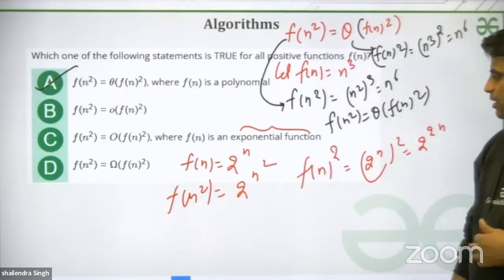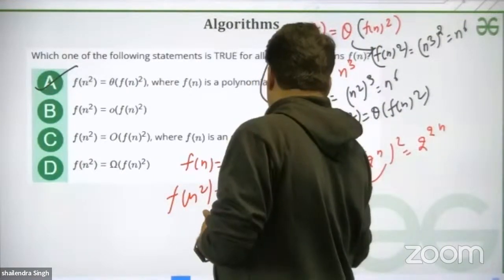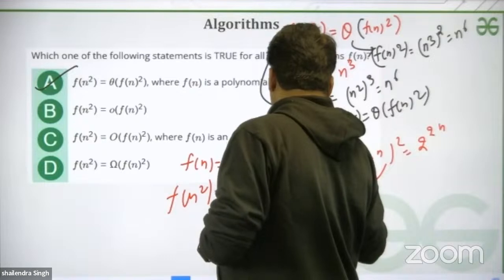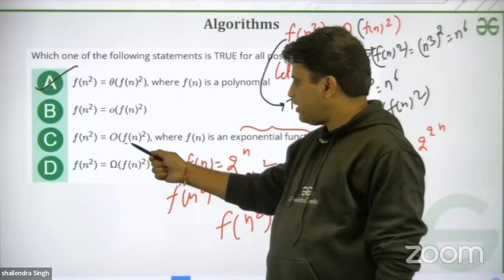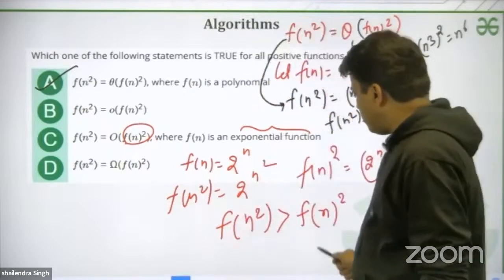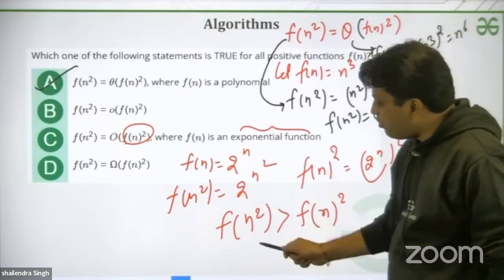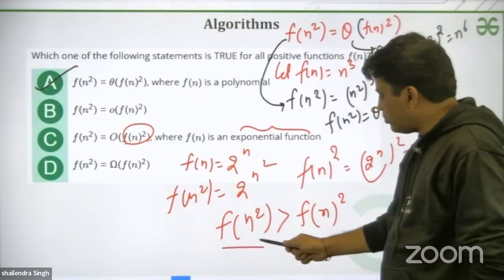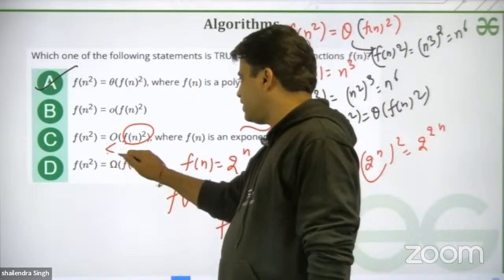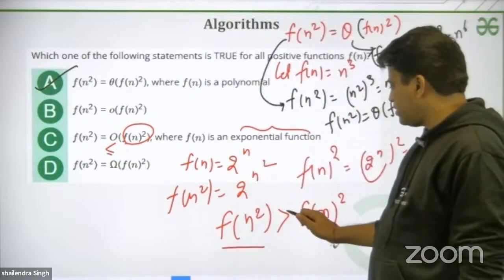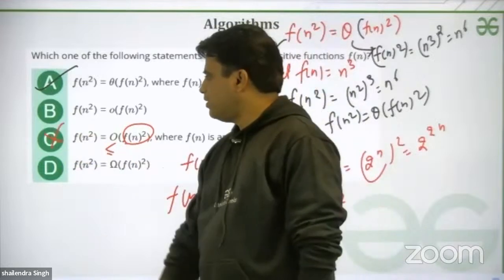So the conclusion here is that f(n²) is greater than (f(n))². But this option says (f(n))² is an upper bound of this function, whereas the conclusion is that (f(n))² is a lower bound. In the big O case, we should get less than or equal to. Here it is a contradiction, so this is false. Now come to B and D.